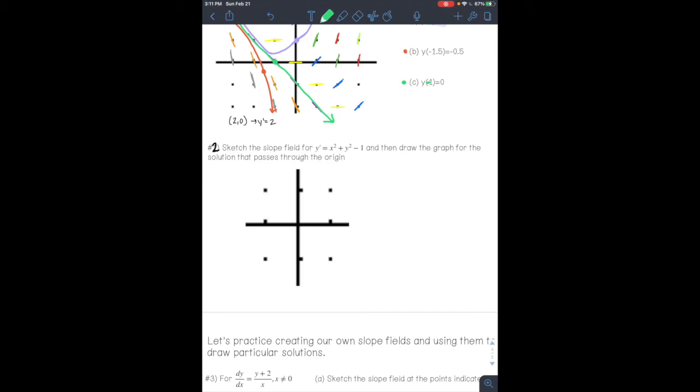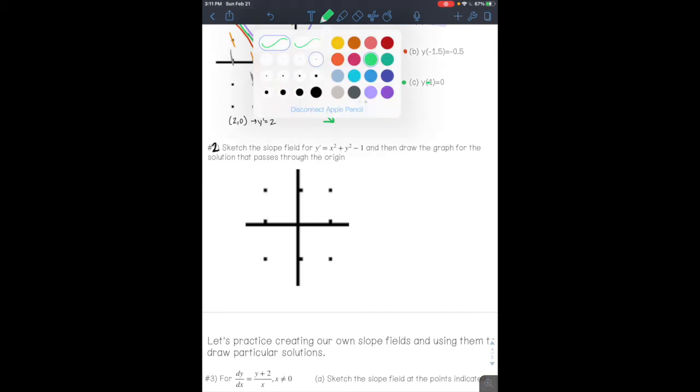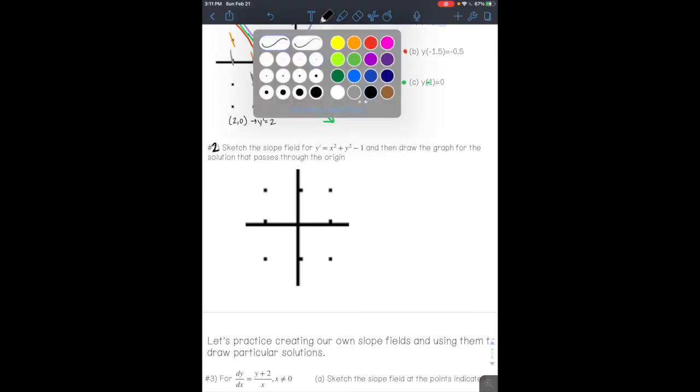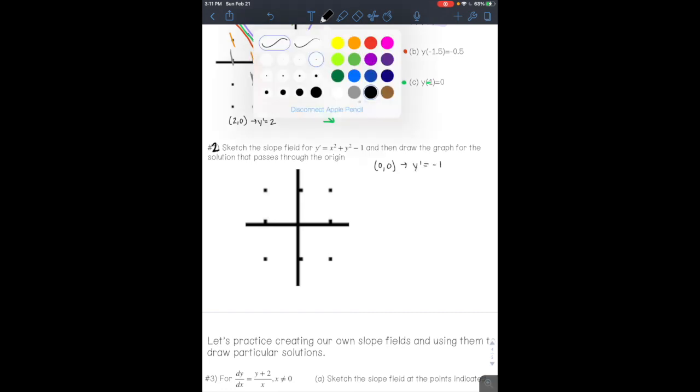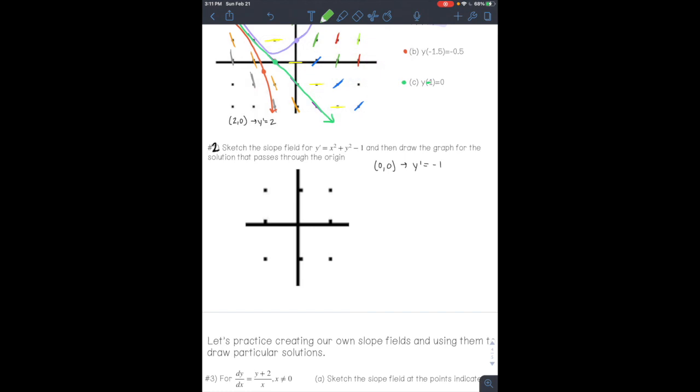Okay, let's do number 2, and hopefully it won't take us as long, and it shouldn't because there's way fewer points. Okay, so we're going to sketch the slope field for y prime equals x squared plus y squared minus 1, and then we're going to draw the graph that passes through the origin. Okay, easy enough. So, let's start with the origin then.